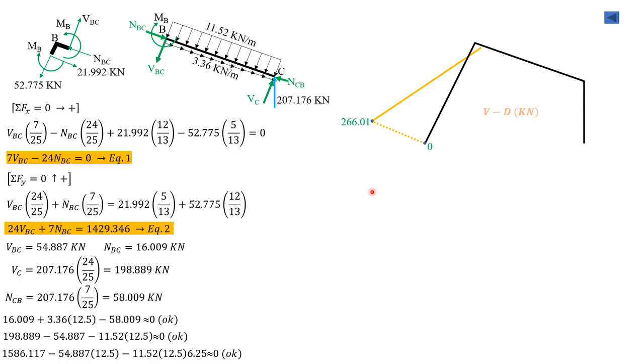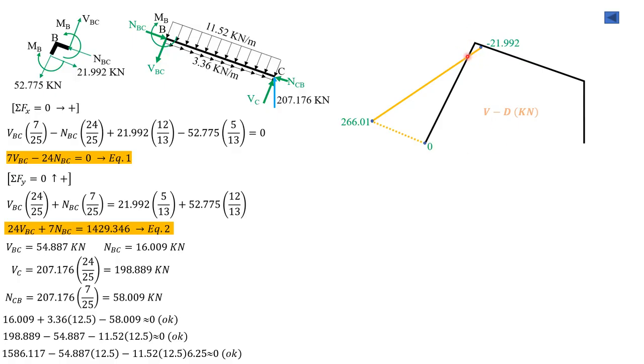So the uniform loading was 22.154. So 266.01 minus 22.154 times 13, the length is 13. So 266.01 minus 24 times 12 over 13 times 13 over 13. So we get negative 21.992.